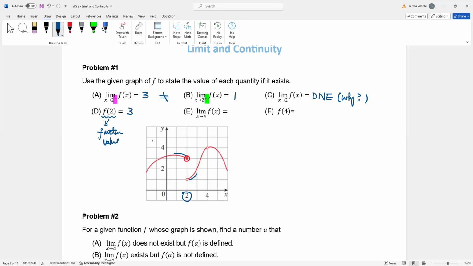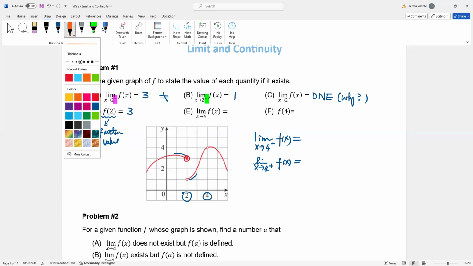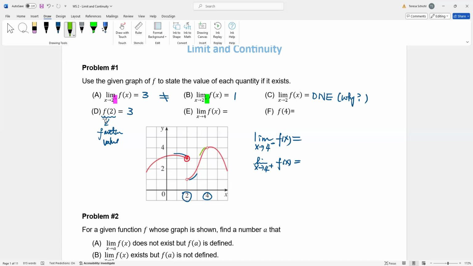Okay, now let's take a look at part E, the limit as x approaches 4. 4 is here. In order to do that, I need to take a look at the limit as x approaches 4 from the left-hand side, and the limit as x approaches 4 from the right-hand side. Approaching from the left-hand side, I go along here. When you're getting closer and closer to 4, what is that value approaching?